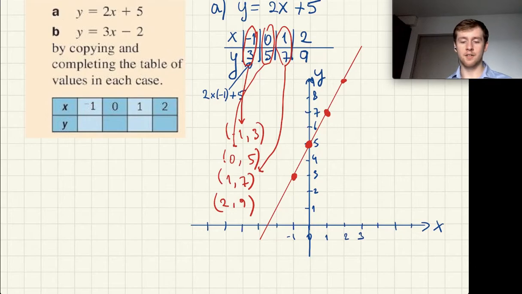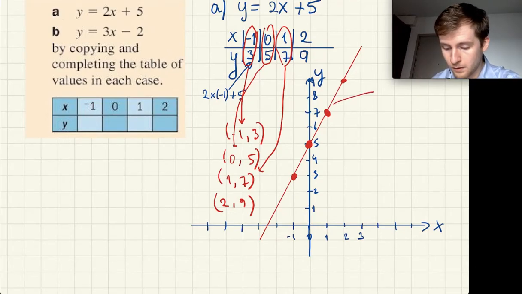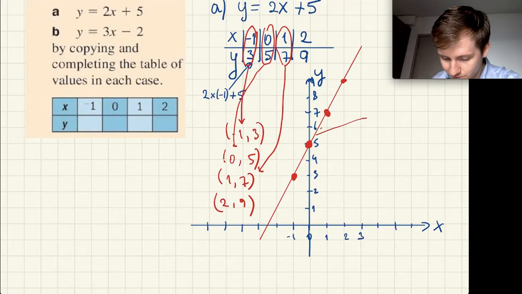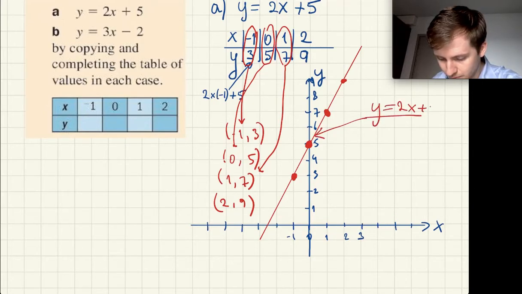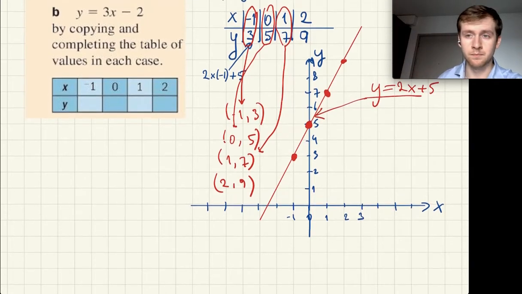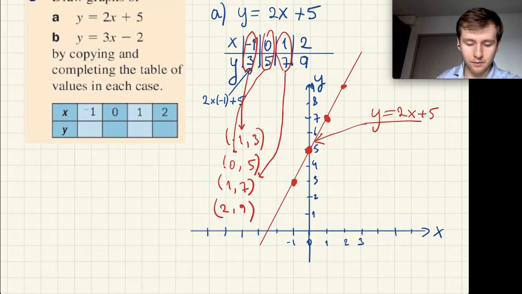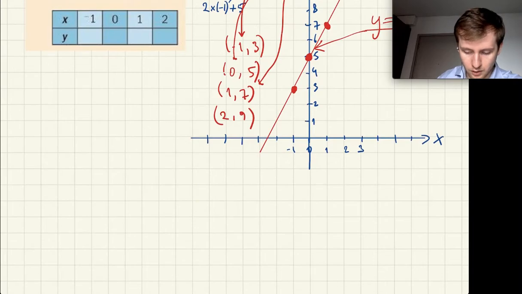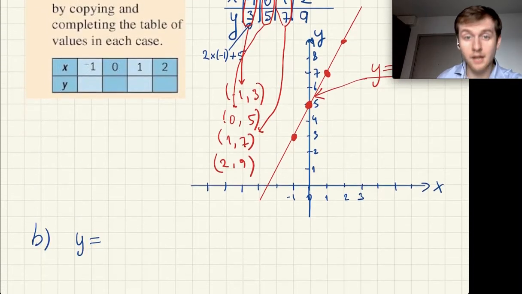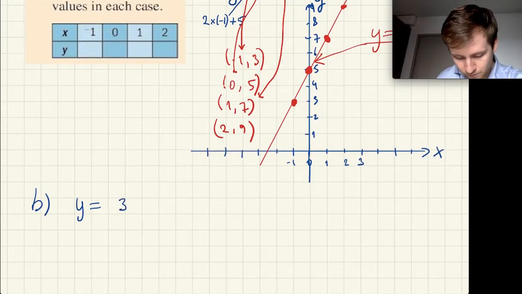Yeah, something like this. Also, it's nice to give a label to your line, and the label is, in this case, let me write it here. The label is y equals 2x plus 5. This is our label. Okay, and let's do a second one as well. So the second one is y equals 3x minus 2.